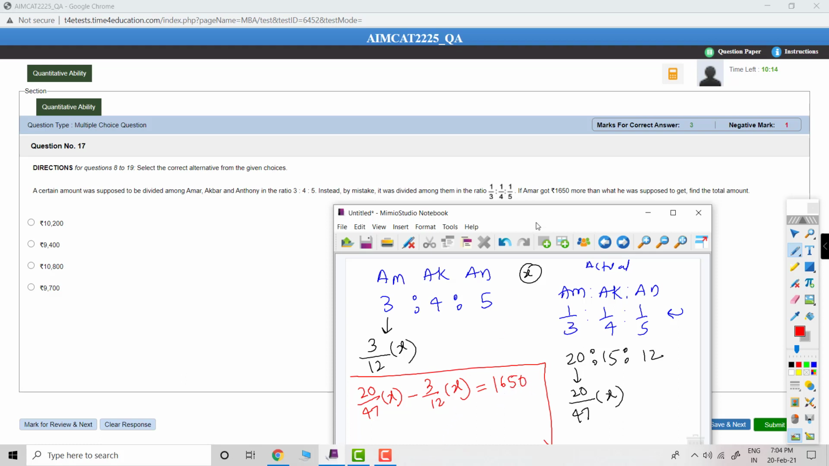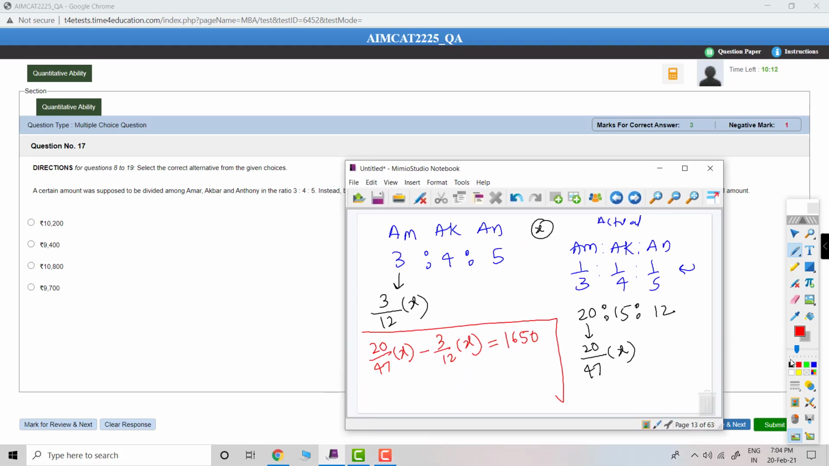Let's solve this equation. This is again a difficult task. Okay, hold on, but let's do this. 80x minus 47x is 33x, divided by 47 into 4, which is 188, is equal to 1650. So the x is going to be how much?